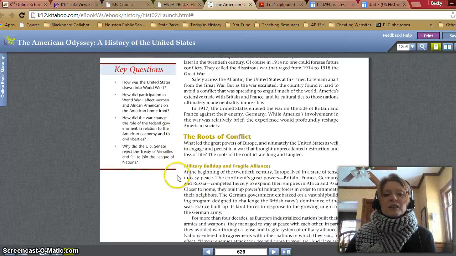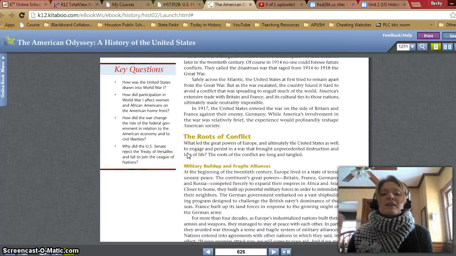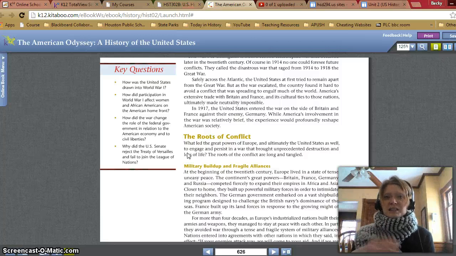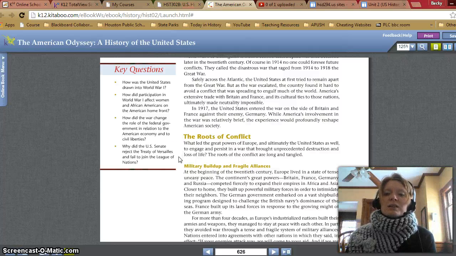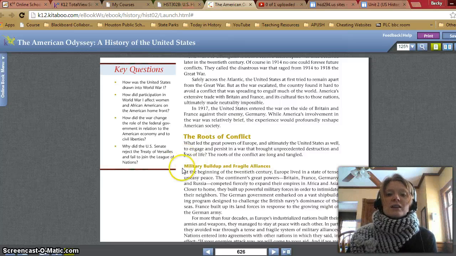The roots of the conflict. And this is important to understand. It's a very complex system of alliances that were going on in Europe at the time that ultimately led to the Great War, World War I. What led the great powers of Europe, and ultimately the United States as well, to engage and persist in a war that brought unprecedented destruction and loss of life? The roots of the conflict are long and tangled.